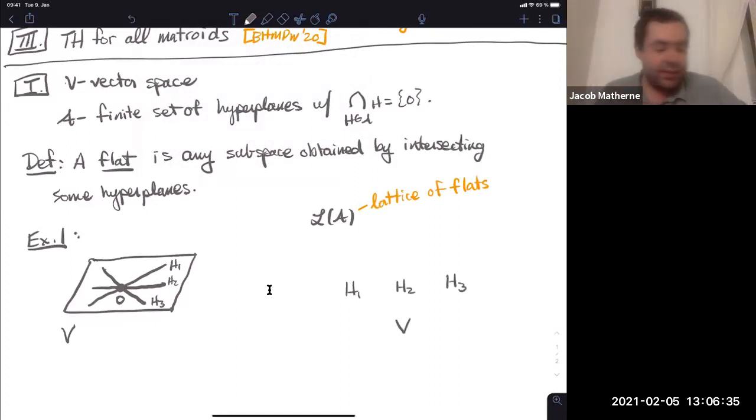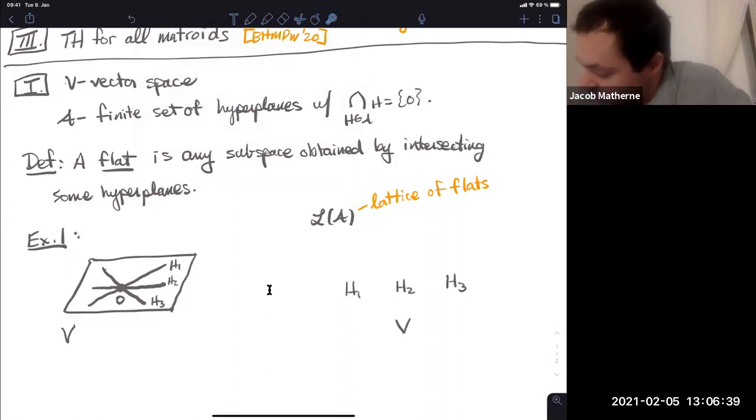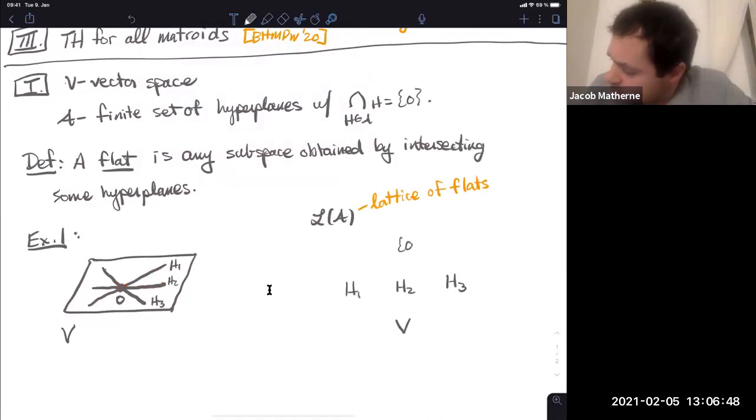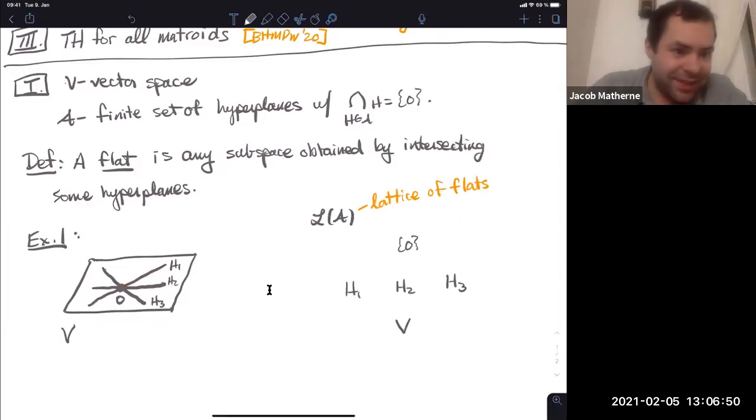So far I haven't said anything interesting. Now, if I intersect two of the lines, like H1 and H2, then I get the origin. So I'm going to add that subspace in. And now if I intersect three of the lines, I still get the origin. So there are no new subspaces that I can get. These are all of the flats, all of the subspaces I can get by intersecting the hyperplanes.